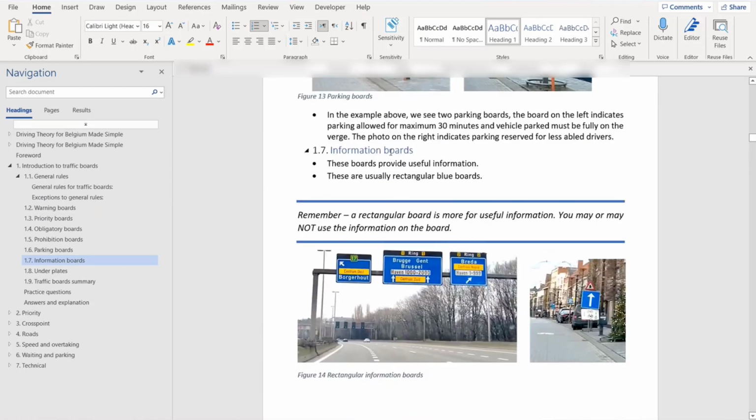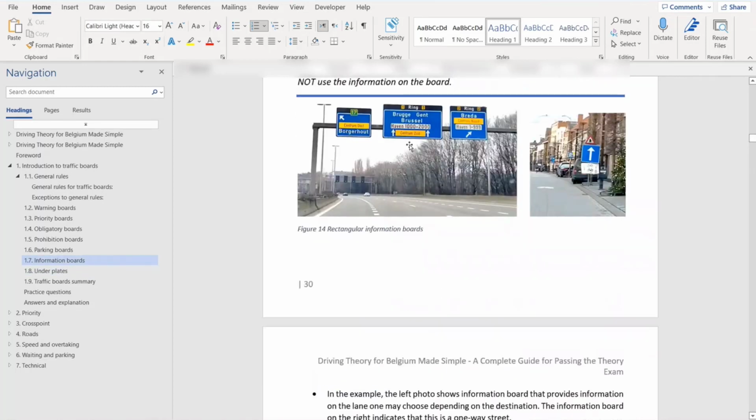As we move now to the information boards, these provide useful information. These are rectangular blue boards. So you may use the information, you may ignore it. It's not an offense, but it may delay you. You might take the wrong lane, etc., etc.